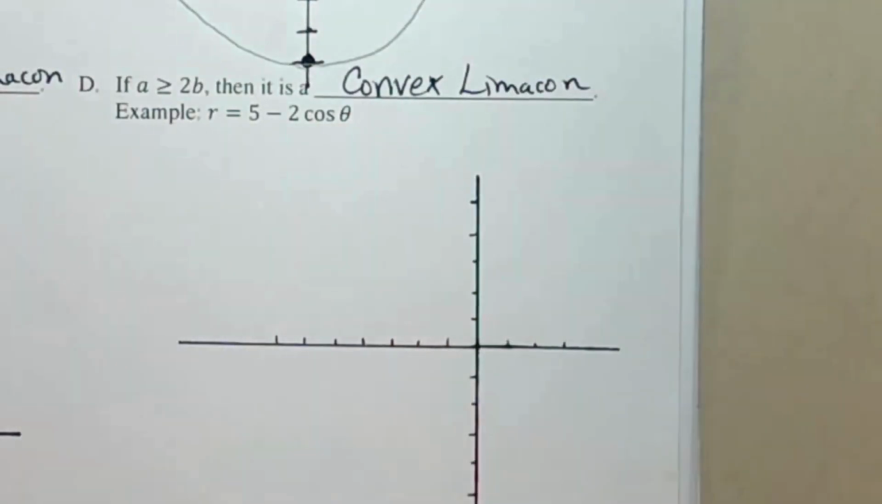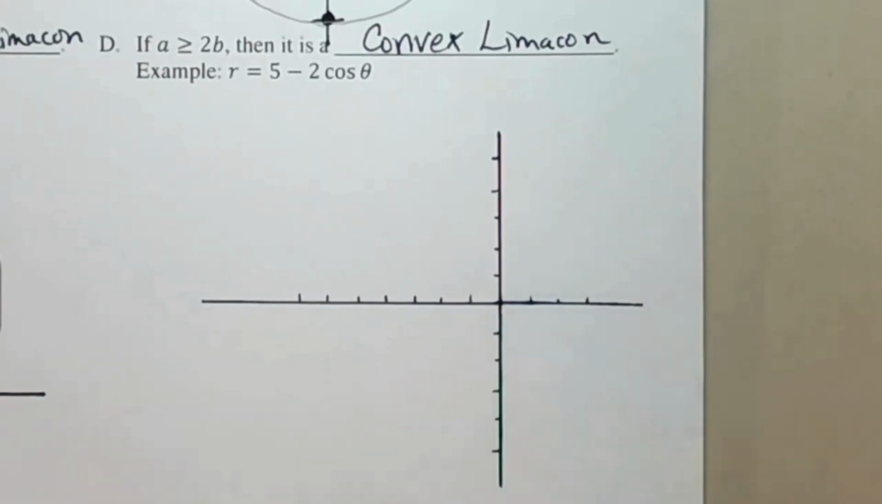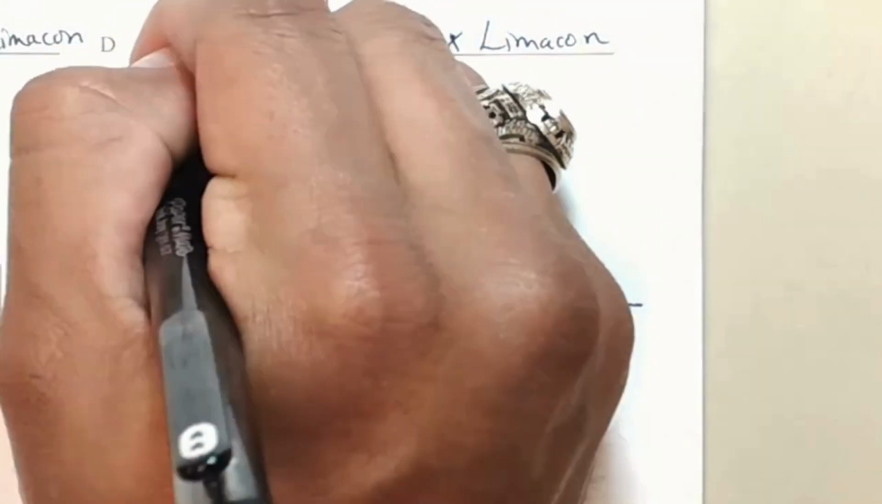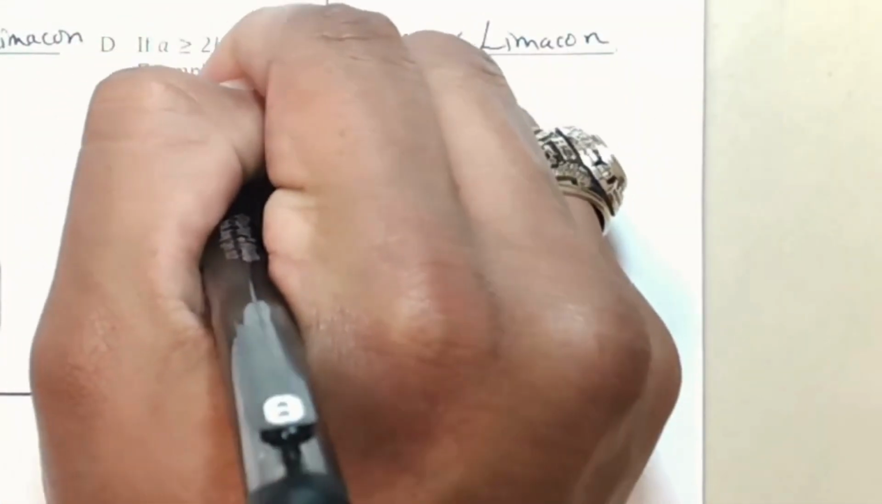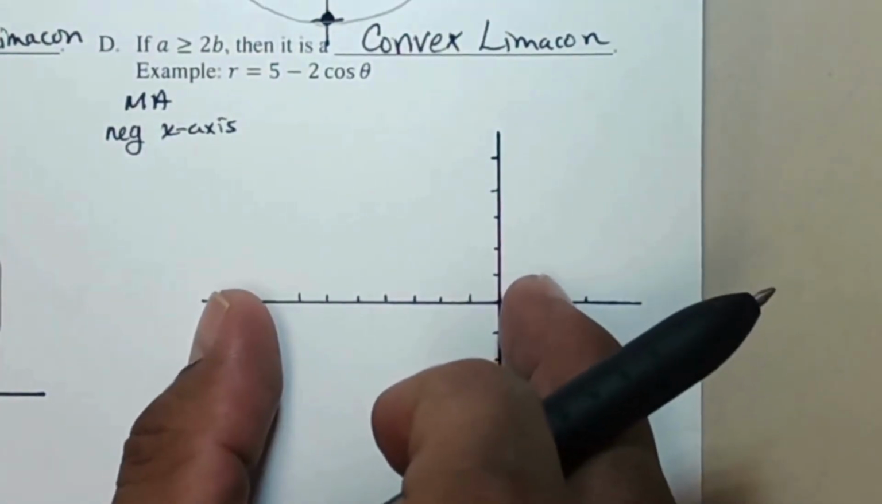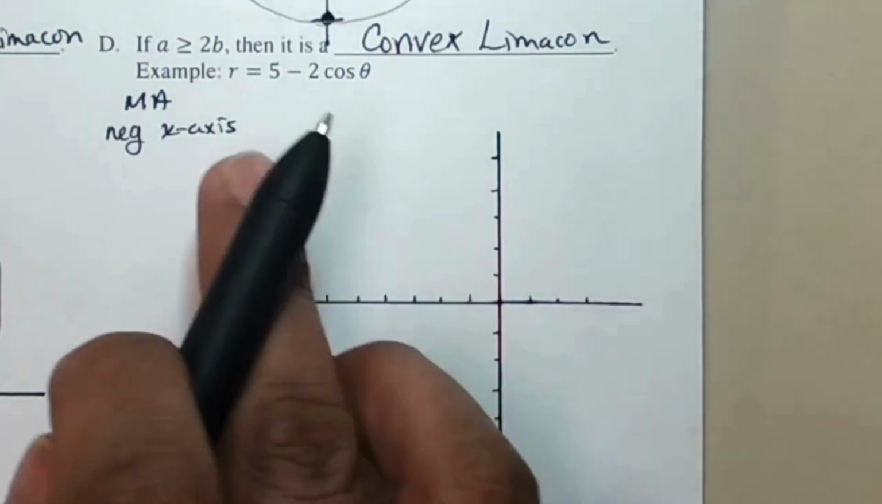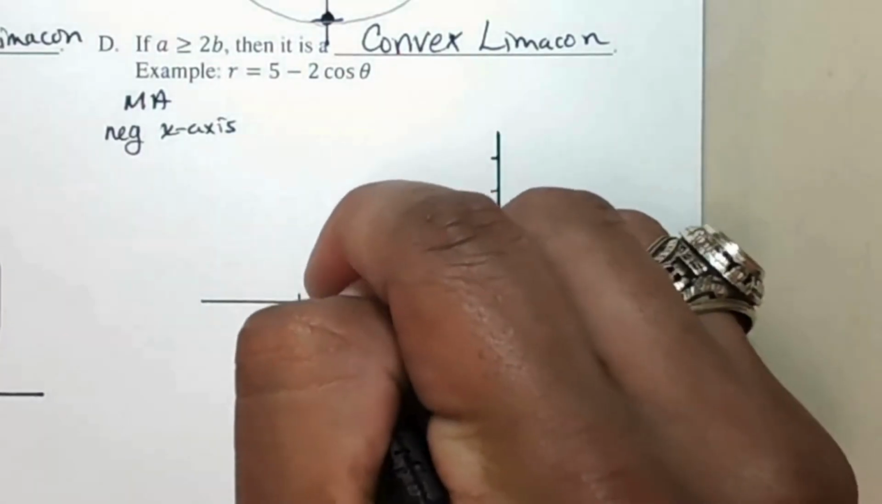Okay. And again, make sure that you're practicing the vocabulary and being able to recognize which one is which. So let's figure out all our information. The major axis is going to be the negative x-axis because we have subtracting cosine. That means the majority of my graph is going to be here. So that length is going to be a plus b, so that's going to be 7. 1, 2, 3, 4, 5, 6, 7.